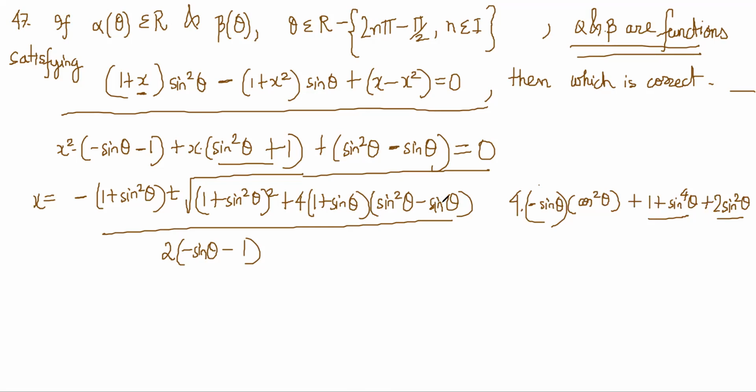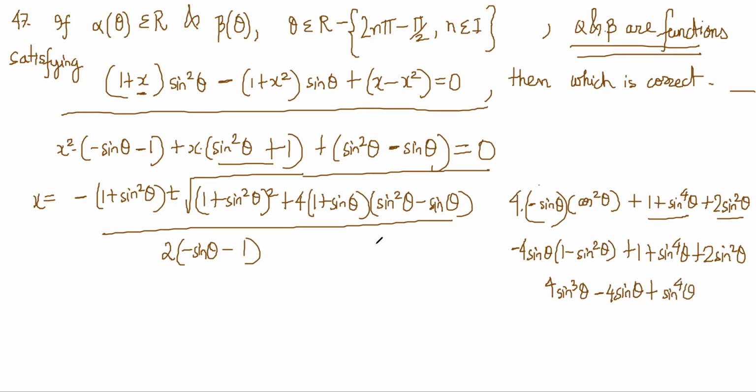1 minus sine square theta was coming, no, minus sine theta. Okay, so I'll just write it like minus 4 sine theta into 1 minus sine square theta plus 1 plus sine 4 theta plus 2 sine square theta. So it becomes plus 4 sine cube theta minus 4 sine theta plus sine 4 theta. Some mistake I made here.